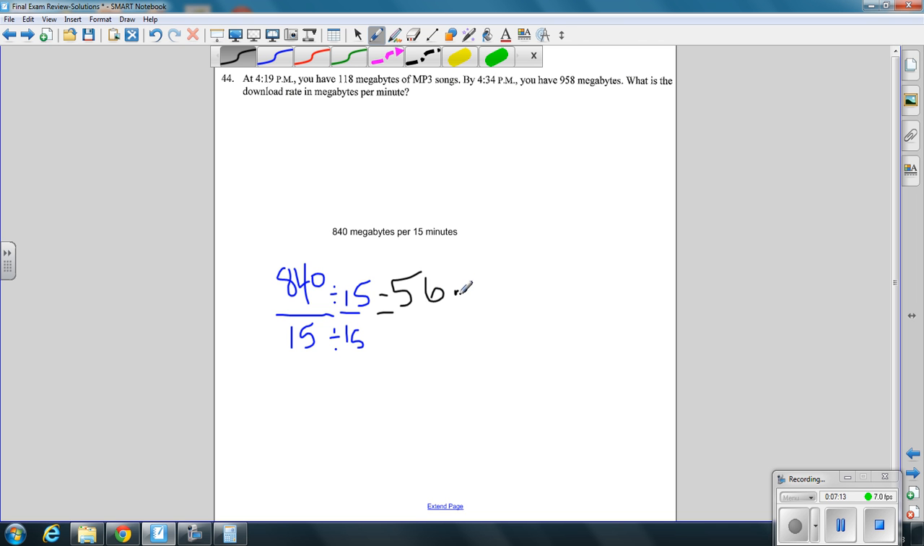Remember, this represents megabytes, not sure what the abbreviation is, over 1 minute. Our answer is 56 megabytes per minute.